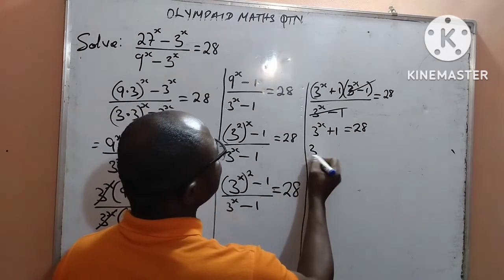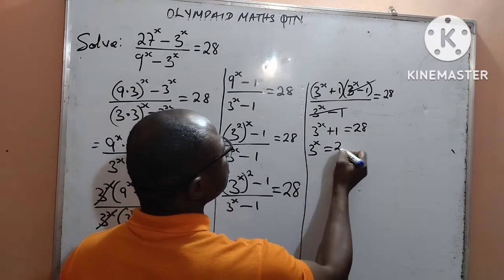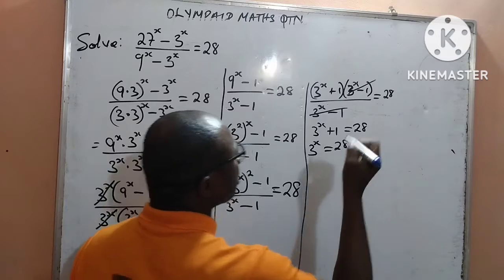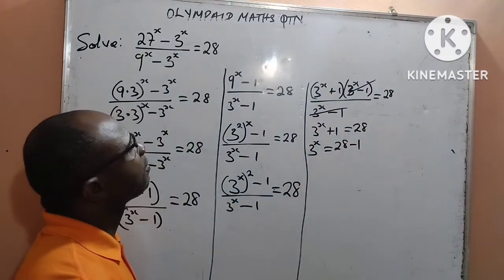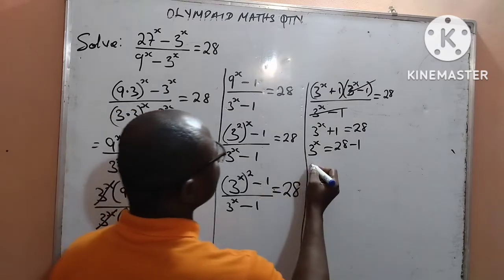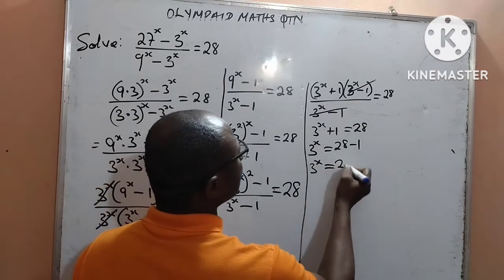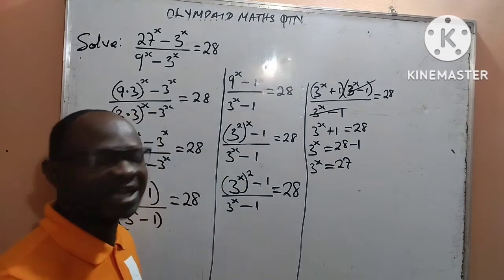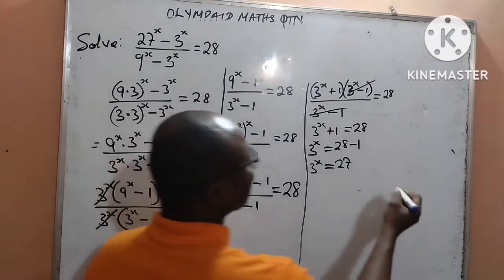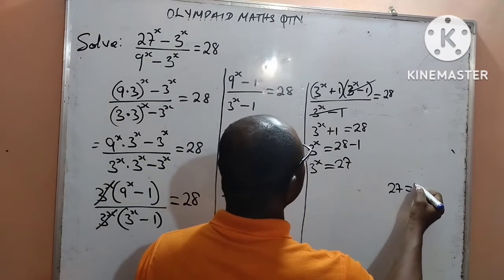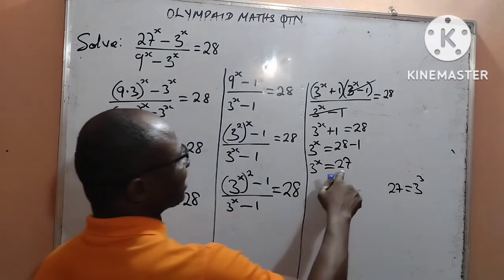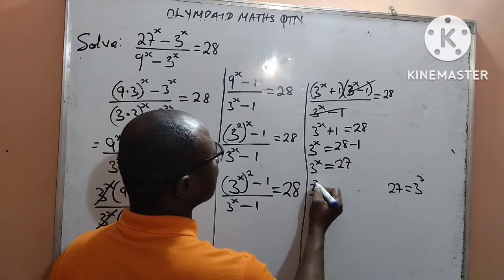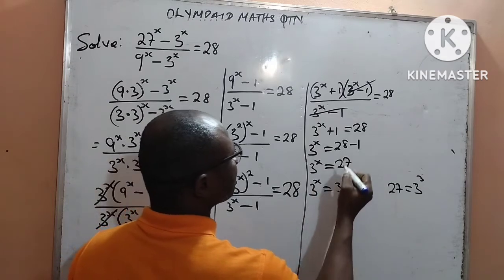That implies that I shall write 3 to the power of x is equal to 28 minus 1. Okay, that is plus 1 going to the right hand side becomes plus negative 1. And that will give us 3 to the power of x equal to 27. Permit me to write my 27 in index form. That means my 27 is equal to 3 raised to the power 3, because 3 times 3 times 3 is 27.